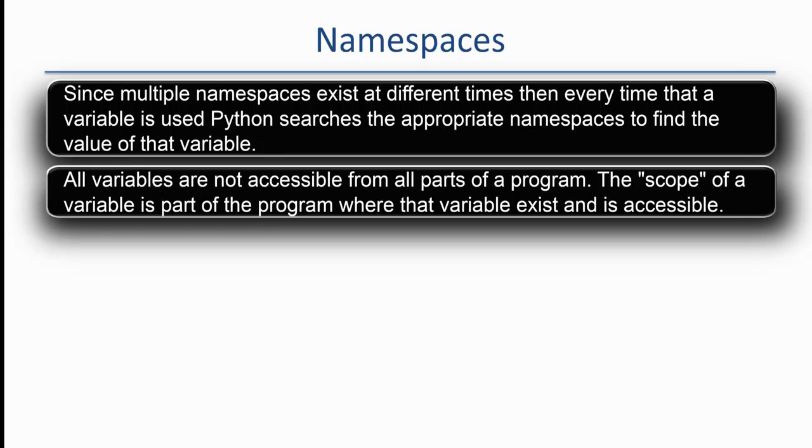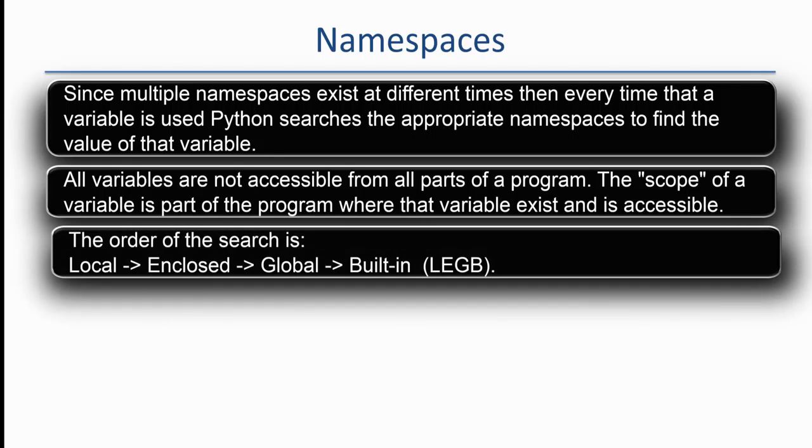When Python searches to find the value for a variable, it has a search order. That search order is that it first searches the local, then enclosed, then global, then built-in environments. You can memorize this by memorizing LEGB, which is local, enclosed, global, and built-in. So what do they mean?